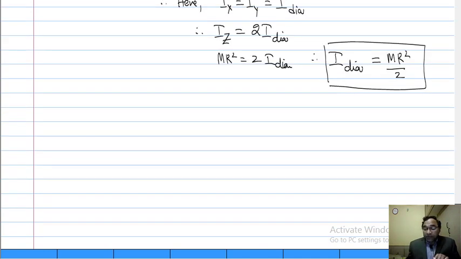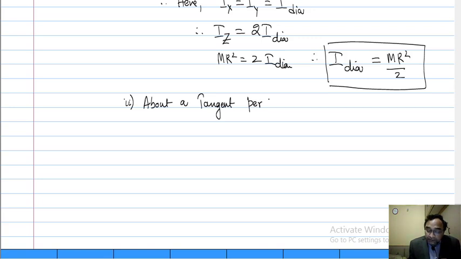That situation I am taking here, for example, the second case for a ring. This was the moment of inertia about a diameter. Now, about a tangent, this I am taking about a tangent perpendicular to the plane of the ring. This is what it says.